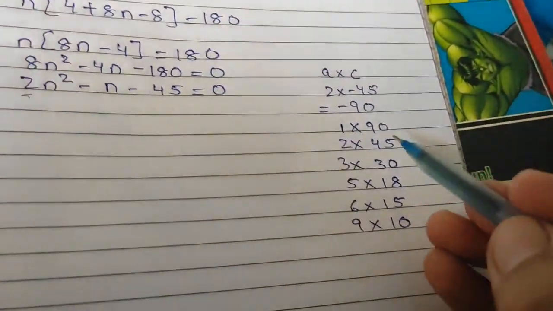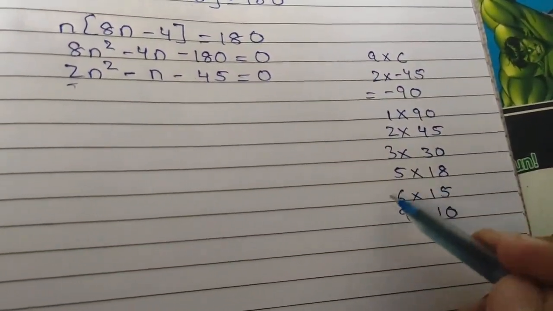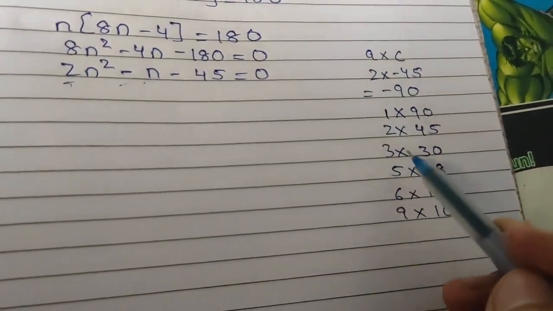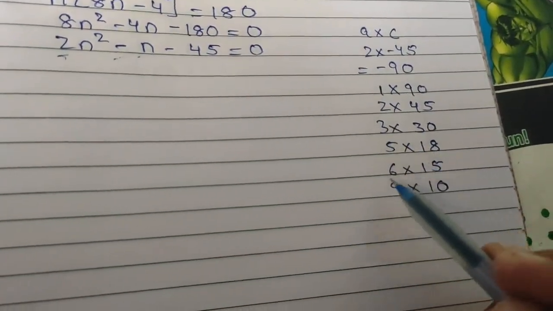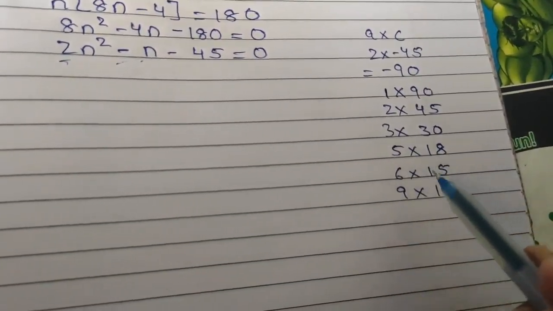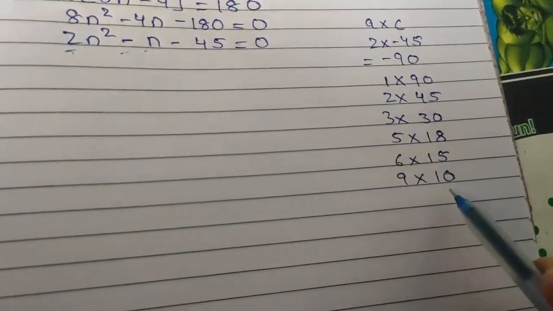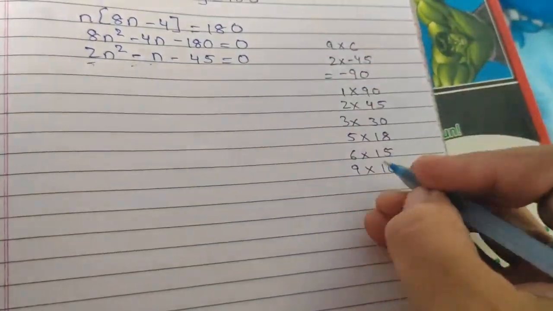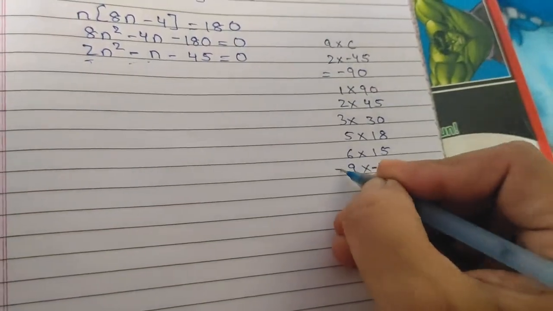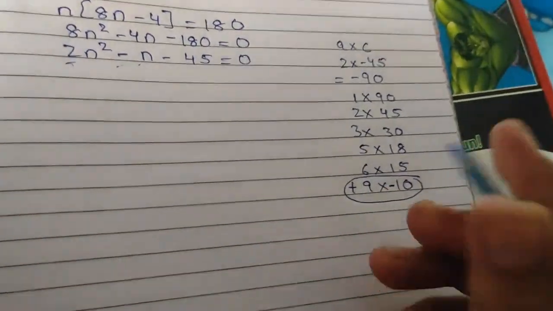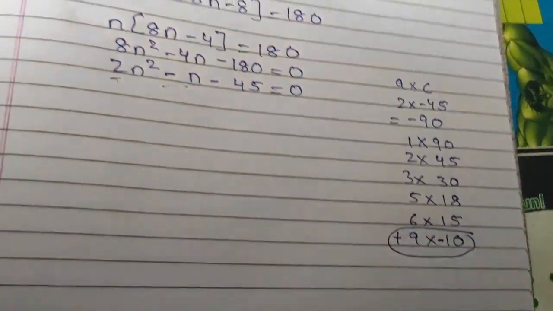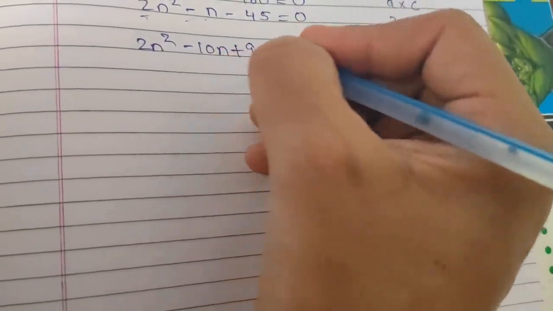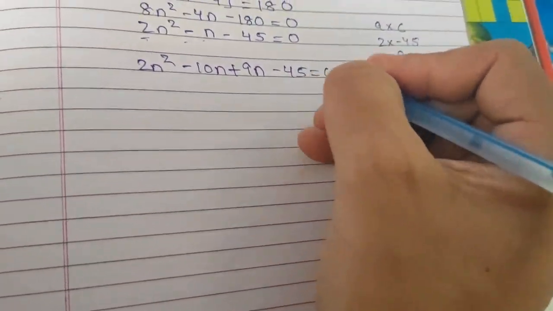Now out of all these tables, just think, where do we get 1 by subtracting? We should get minus 1. Subtracting which two numbers we get minus 1? 18 minus 5, is it 1? No. 15 minus 6, is it 1? No. 10 minus 9, is it 1? Yes. We want minus 1, so give minus sign to 10 and plus sign to 9. So these are your two factors, minus 10 and 9. So 2n square minus 10n plus 9n minus 45 equal to 0.